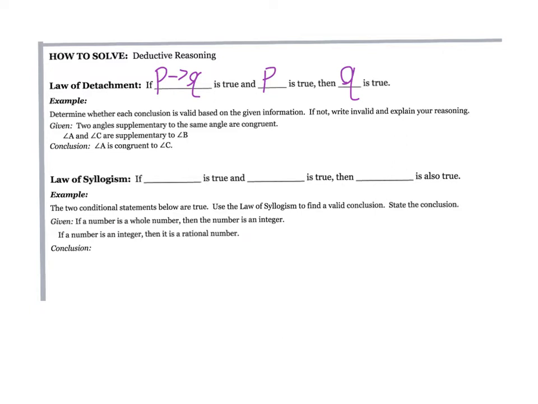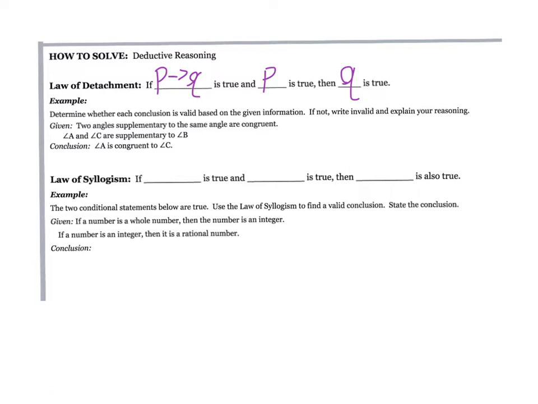This statement, A and C are supplementary to B, is true, because if we break it down, if P then Q, so two angles that are supplementary to the same angle are congruent. So if A is supplementary to B and C is supplementary to B, then A must be congruent to C. Kind of like that problem we had on our review last week.